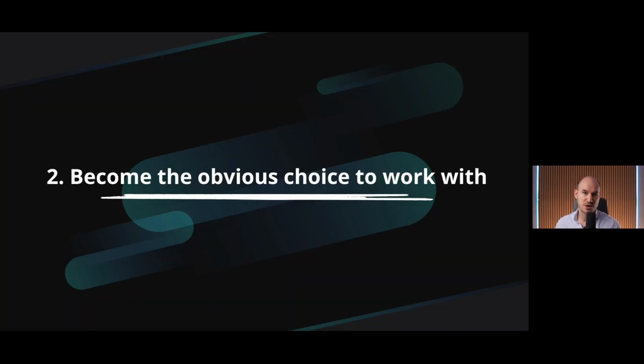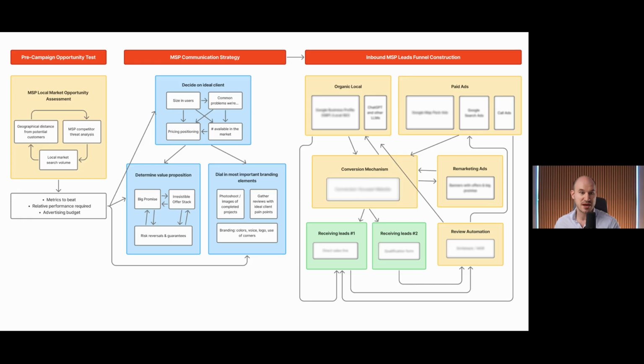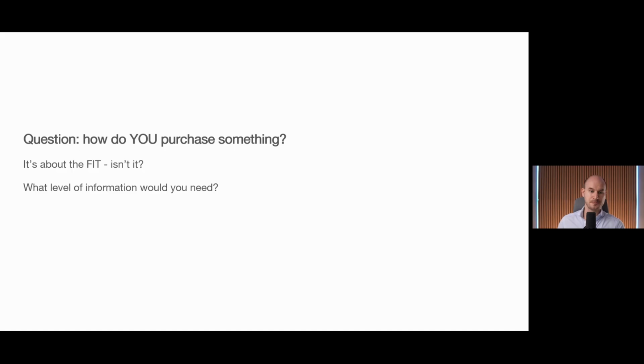And then you need to start working on the second chapter, which we have now unlocked in blue, the communication strategy. So here we first decide on the ideal client. Then we start working on the value proposition. This is your offer and how you position yourself. And then you're going to dial in your appearance, your look, your branding elements, because your ideal client needs to look at you and be like, hey, that MSP looks like someone I want to work with. So you need to take care of that.